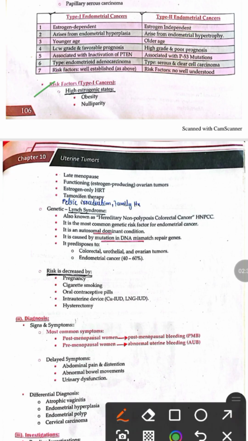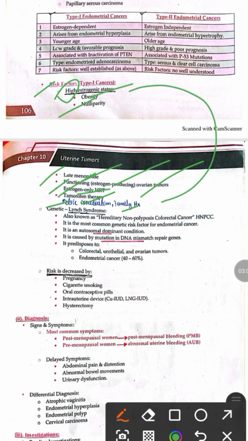Now let's talk about the risk factors for endometrial cancer. The high estrogenic state includes obese women, nulliparous women, and women having early menarche and late menopause. There are functioning ovarian tumors that produce estrogen, and women who use hormone replacement therapy that contains estrogen only, and tamoxifen therapy. Similarly, pelvic irradiation and family history all contribute to the development of endometrial cancer.